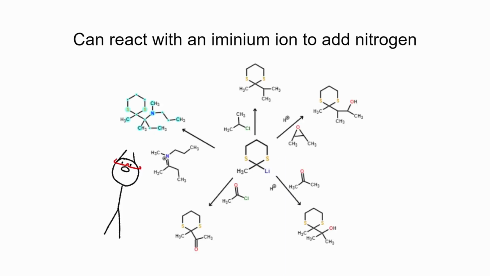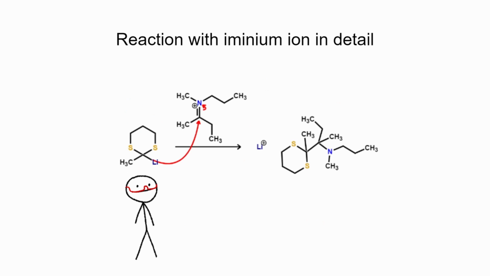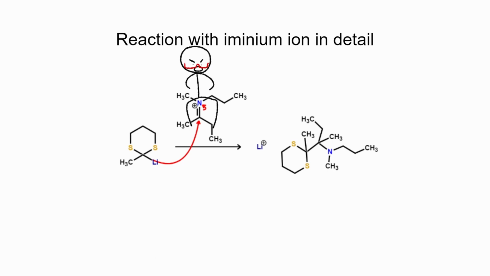Finally, we can add nitrogens with the iminium ion. It may look really scary, but it's really quite simple at first. Since the nitrogen is positively charged, it's going to want to act as an electron withdrawing group, so the lithium bond will attack at the double bond carbon and kick up the electrons to the nitrogen. In the end, we'll end up with a substituted nitrogen group.